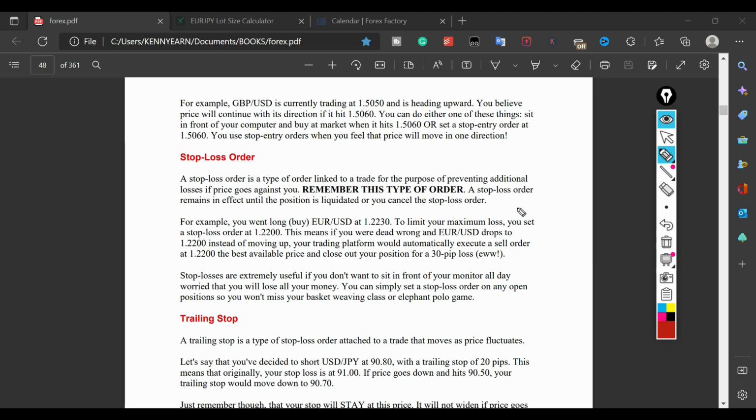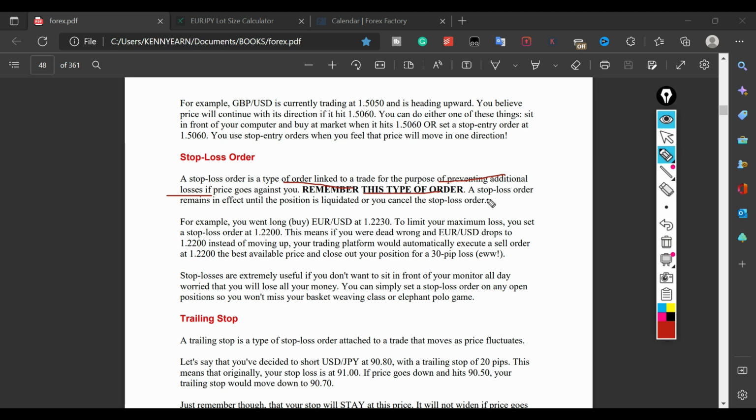So a stop loss order is a type of order linked to a trade for the purpose of preventing additional losses, if price goes against you. If you take a trade and the market is going against you, your stop loss order is going to take you out. It's going to say, hey, I don't want to lose more than this, so I'm going to stop here. So remember, this type of order is very, very important. It's one of the most important things that you have to have in your trade.